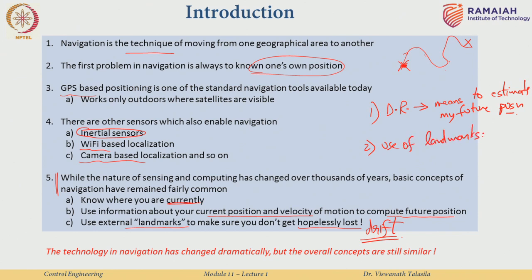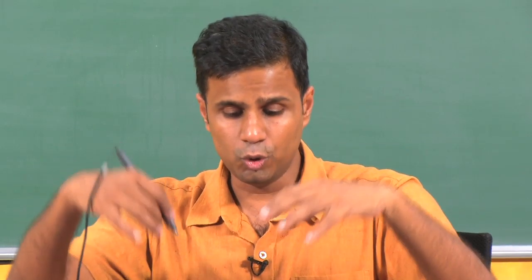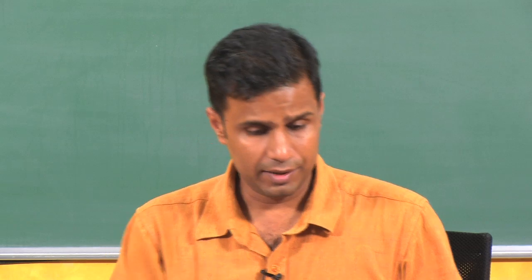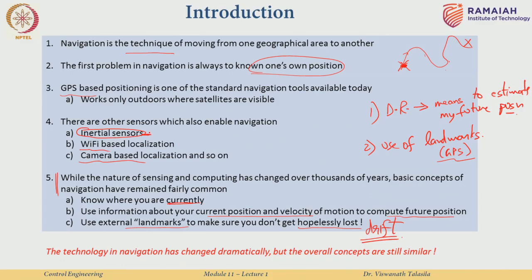And for those of you who read this subject in a little bit more advanced way, you will see that GPS is actually one of these beautiful concepts where we use external landmarks, which are satellites in space, to help us localize where we are. And these inertial sensors are the ones which are going to be used to estimate my future positions and so on. Okay. So the concluding point of this slide is the last line in red, that the technology for navigation has changed dramatically, but the overall concepts are still very similar.